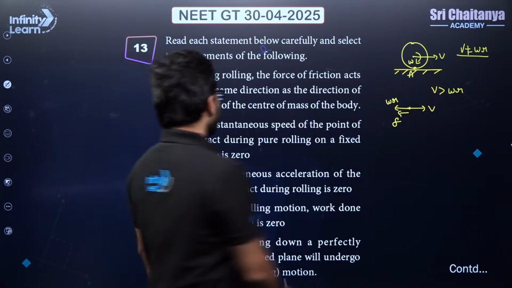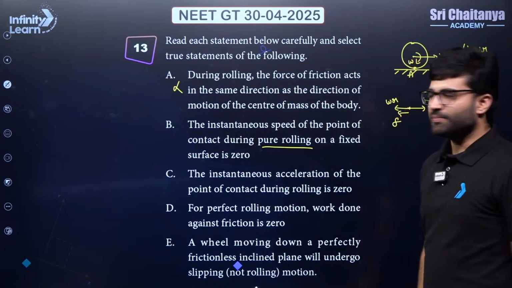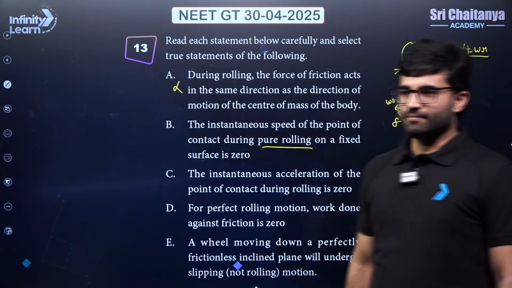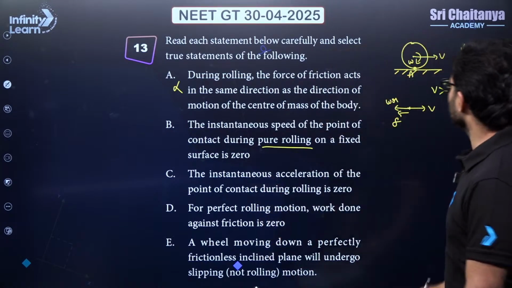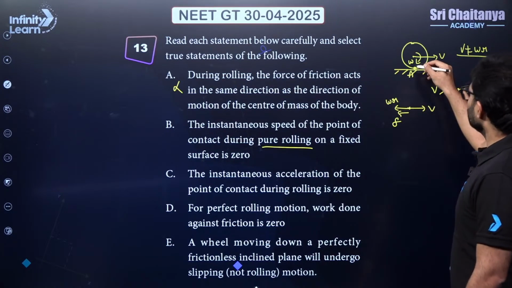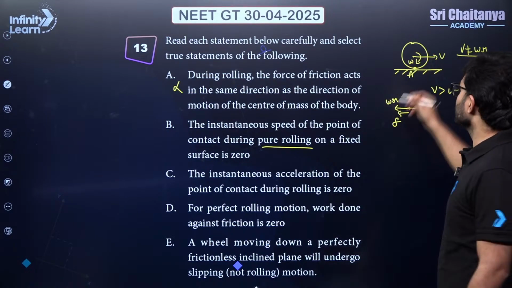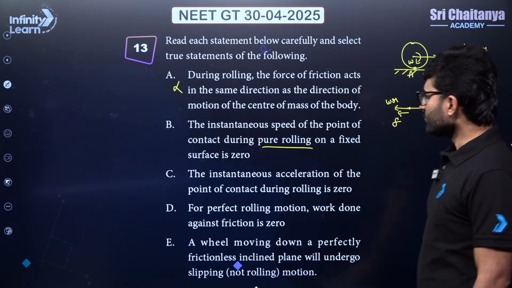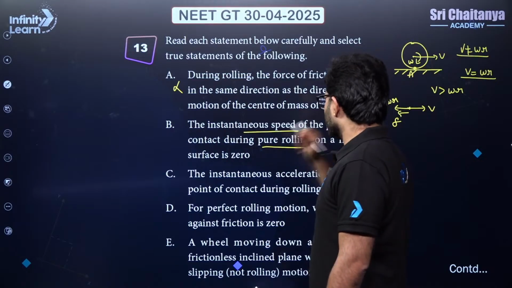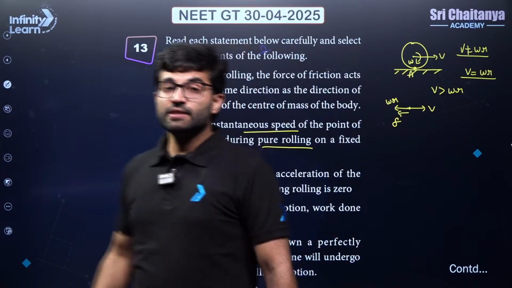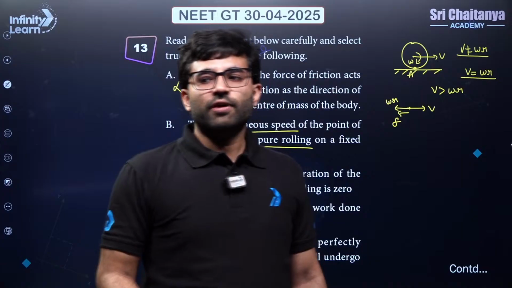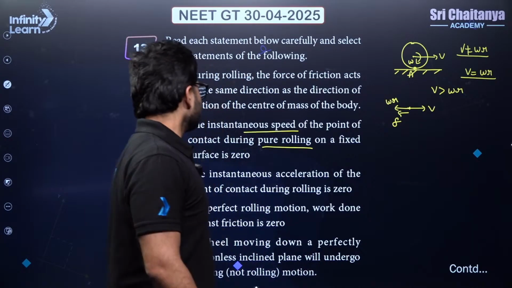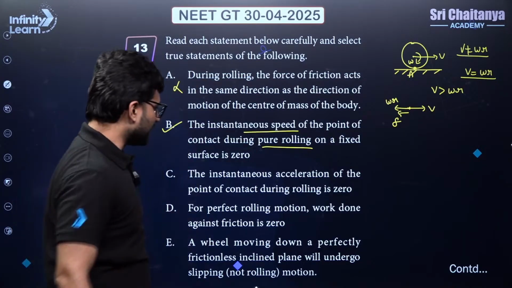Next, the instantaneous speed of the point of contact during pure rolling on a fixed surface is 0. That is very, very true. What happens in pure rolling? The relative displacement of this point is not happening, so the relative displacement of this point is 0. If it is rolling on a fixed surface, it can happen only when V is equal to omega r. It is asking the instantaneous speed. Since the relative displacement is not happening, the rate of change of displacement is 0, which means that it is 0. So B is correct.